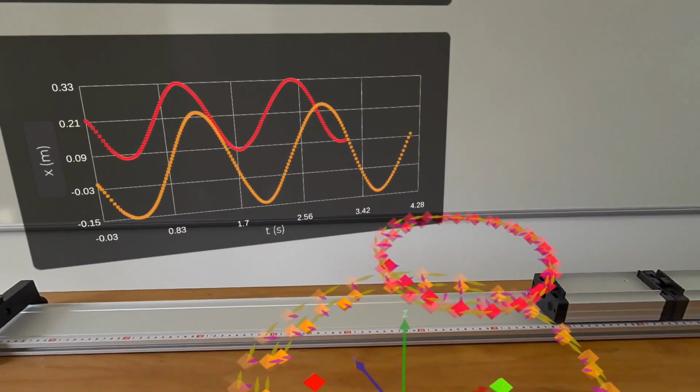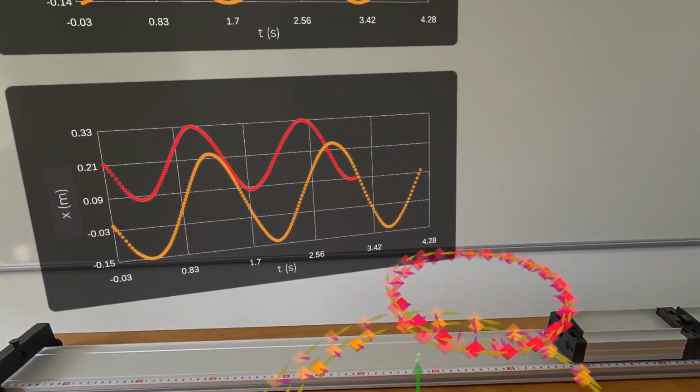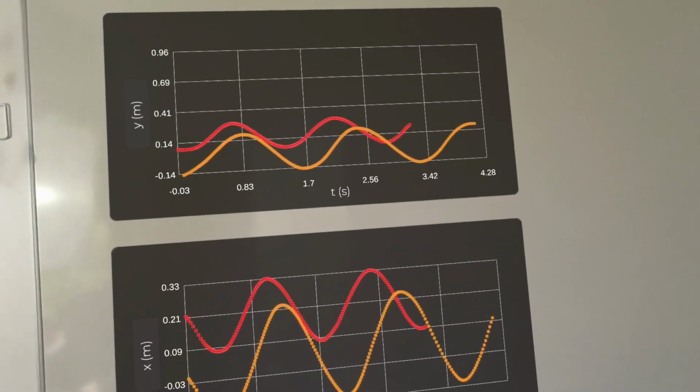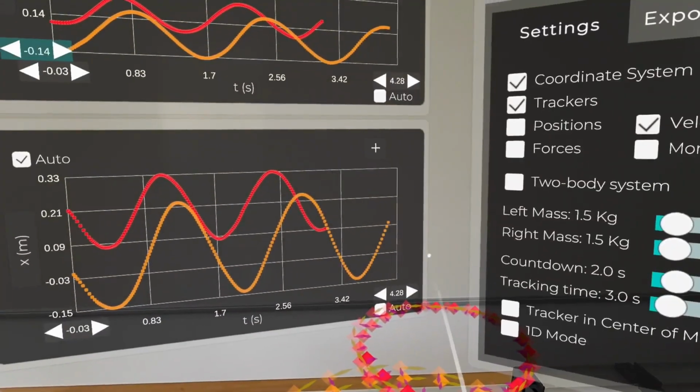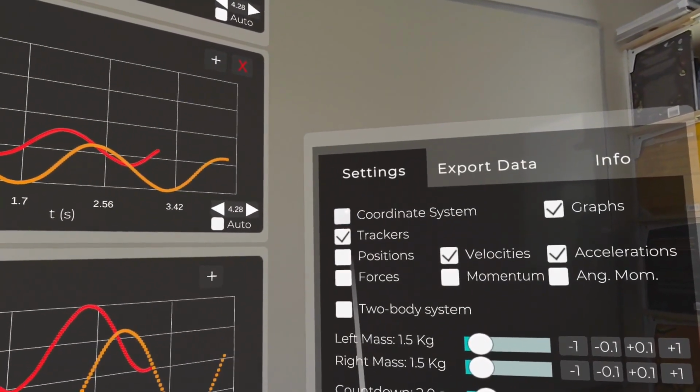Depending on the teaching activity and the methods we wish to use, we can hide the reference system or the graphs. To do this, we enter editing mode and deselect coordinate system and graphs.